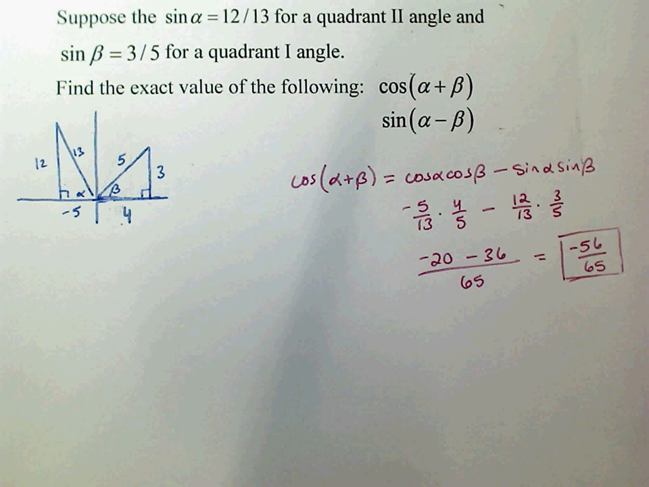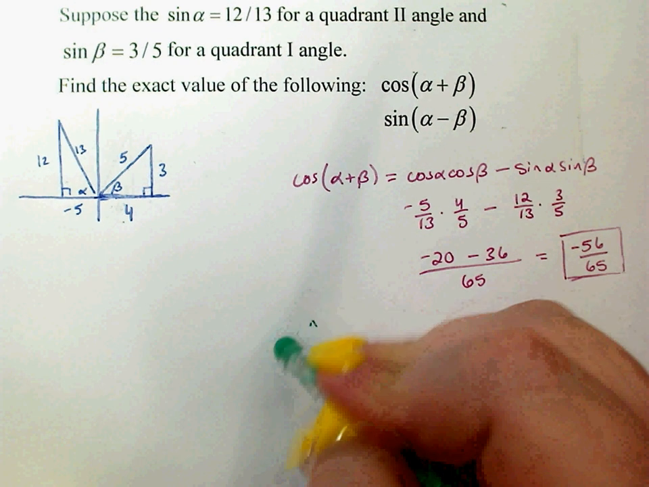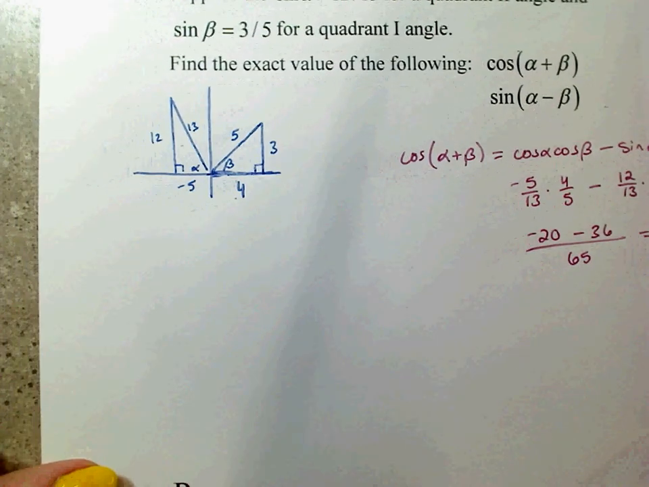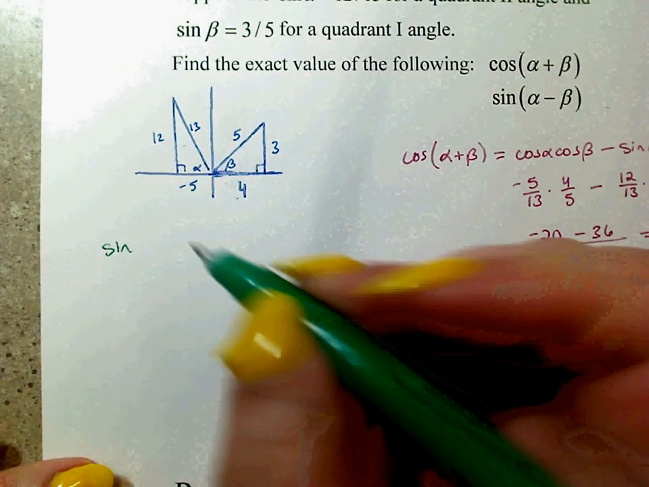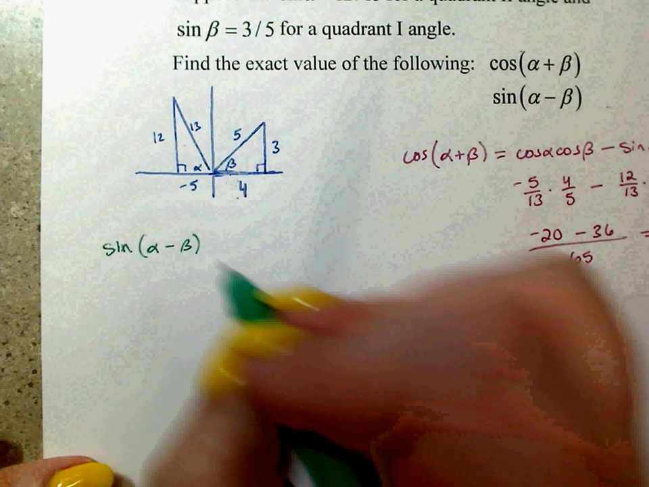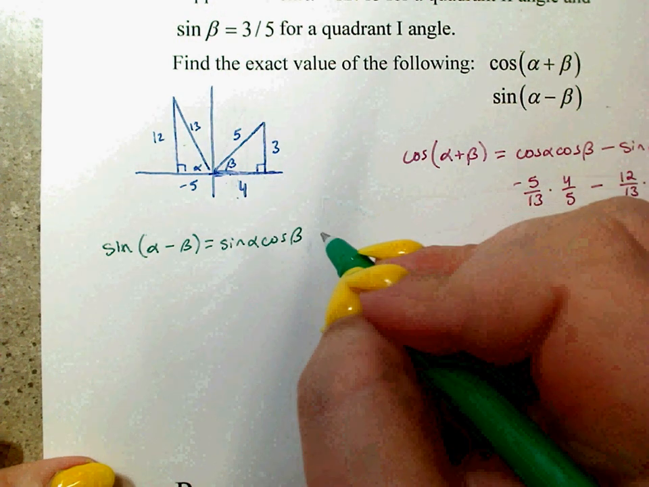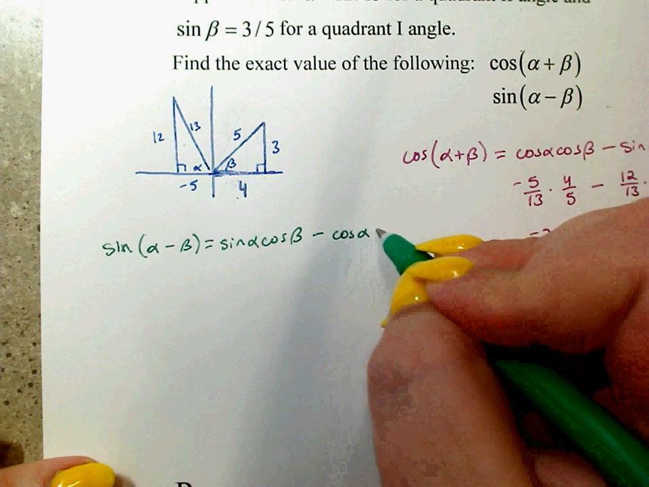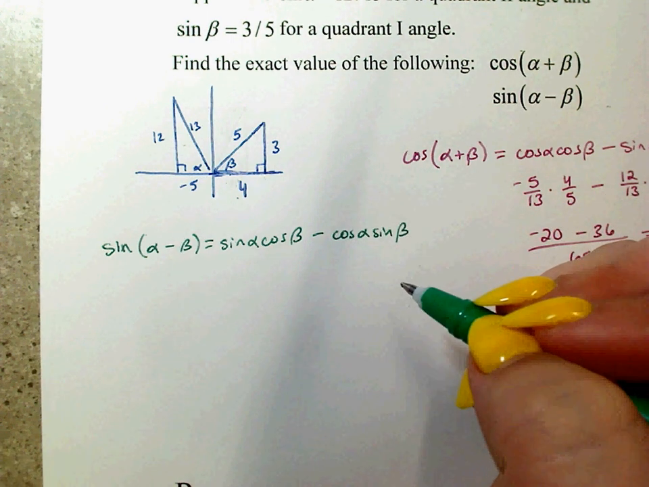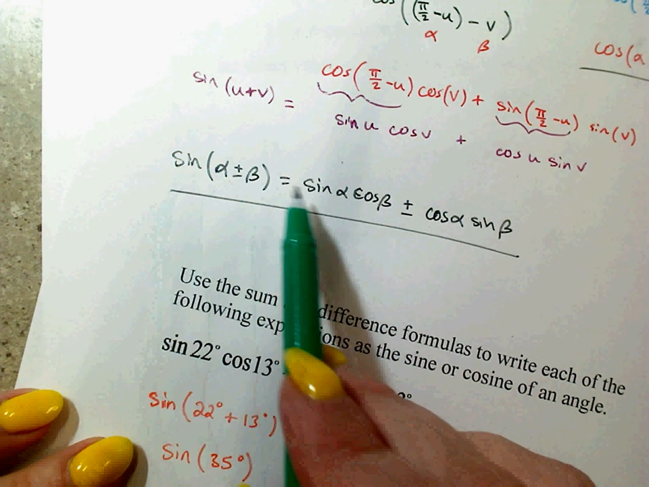Now I need to do sine of alpha minus beta. So in general, sine of alpha minus beta is sine alpha cosine beta, minus cosine alpha sine beta. Make sure on that. So the angles stay in the same order: alpha, beta, and it goes sine, cosine, cosine, sine. And I guess you can remember sine always starts with sine. Sine, cosine, cosine, sine. Okay?